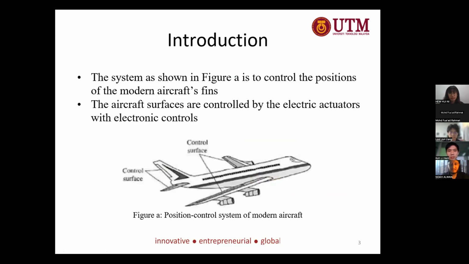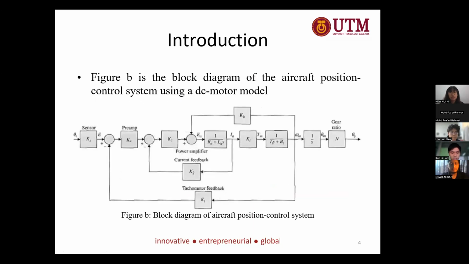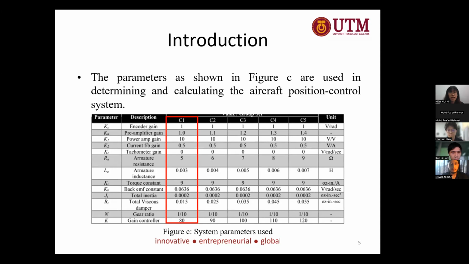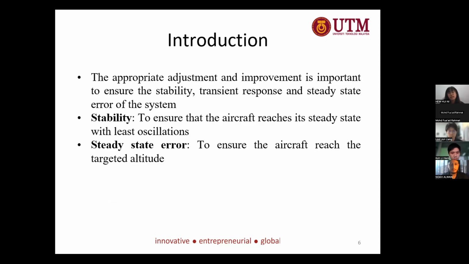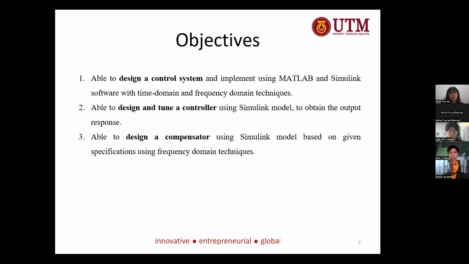In this assignment, the system we are focused on is the position control system of the modern aircraft. This system is used to control the position of modern aircraft fleets. The system is represented in the block diagram as shown in figure B, and the parameters in column C1 are used to determine and calculate the aircraft position control system. It's important to conduct the appropriate adjustment and improvement to ensure the stability, transient response, and steady state of the system meet the specifications.